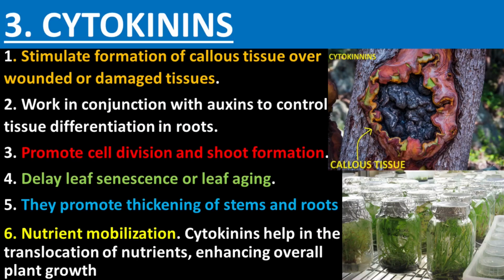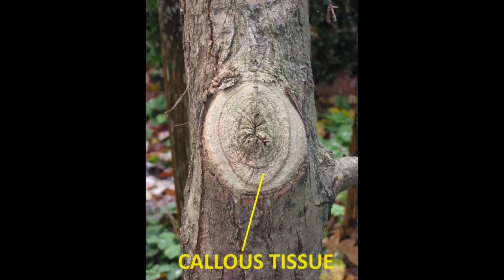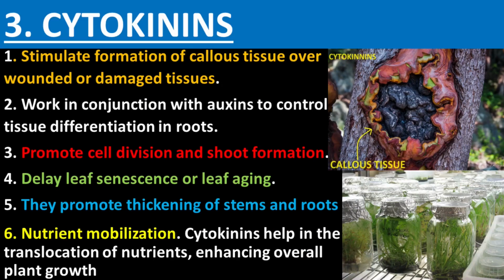Cytokinins. They stimulate formation of callus tissue over wounded or damaged tissues. They work in conjunction with auxins to control tissue differentiation in roots. They promote cell division and shoot formation. They delay leaf senescence, or leaf aging. They promote thickening of stems and roots. Nutrient mobilization: cytokinins help in the translocation of nutrients, enhancing overall plant growth.